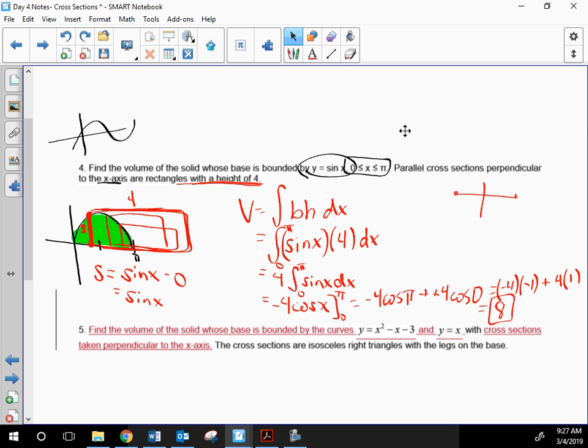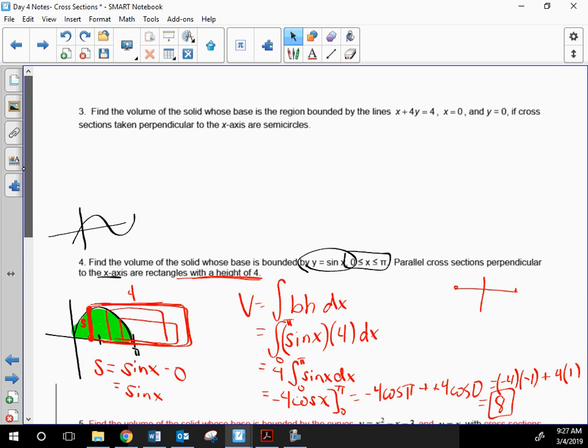Okay. Questions with that? Okay. So again, you just simply set up your region and then draw your shape-based quadrant. So let's go ahead and set up 3 and 5. And we'll use your calculators for those ones.